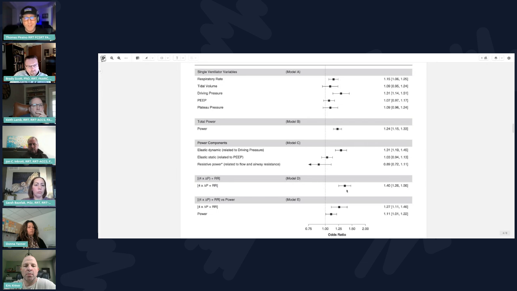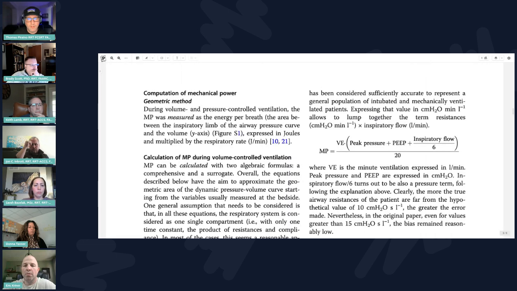Is there a cutoff point? No, the whole point is that if you're adjusting anything that increases driving pressure, or if you're adjusting the respiratory rate, you can calculate whether or not this value is going up or down. If it's going up, this is not beneficial to the patient. If it's going down, this is beneficial for the patient. And again, when they compare 4 times driving pressure plus respiratory rate to mechanical power, this very simple equation sort of outsmarts it. But if you're a fan of mechanical power, there are easier formulas to calculate it.